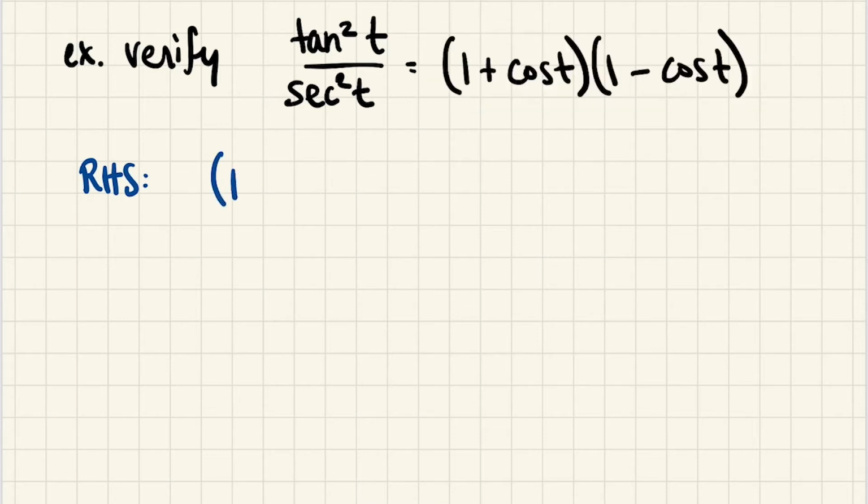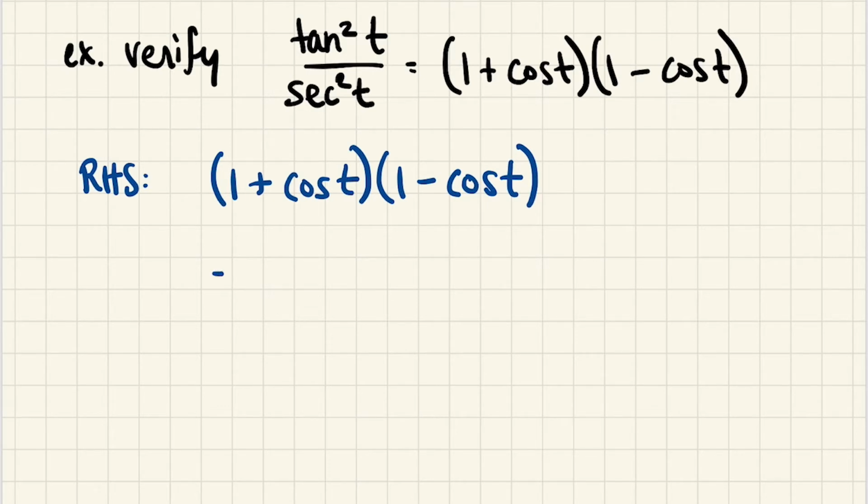And of course, we're going to start by writing down the side that we're working with. So that would be the right-hand side in this case. Okay, so let's just follow our nose. We're going to FOIL this. Okay, well this is the difference of squares. We have 1 plus a thing times 1 minus a thing, so that would be 1 minus the square of the thing, right? So it's like a squared minus b squared. So we get 1 minus cosine squared of t.